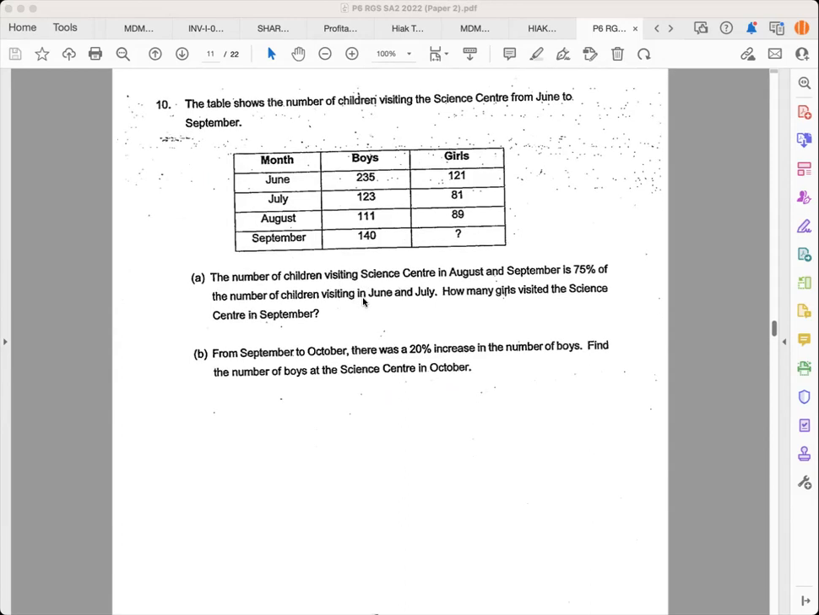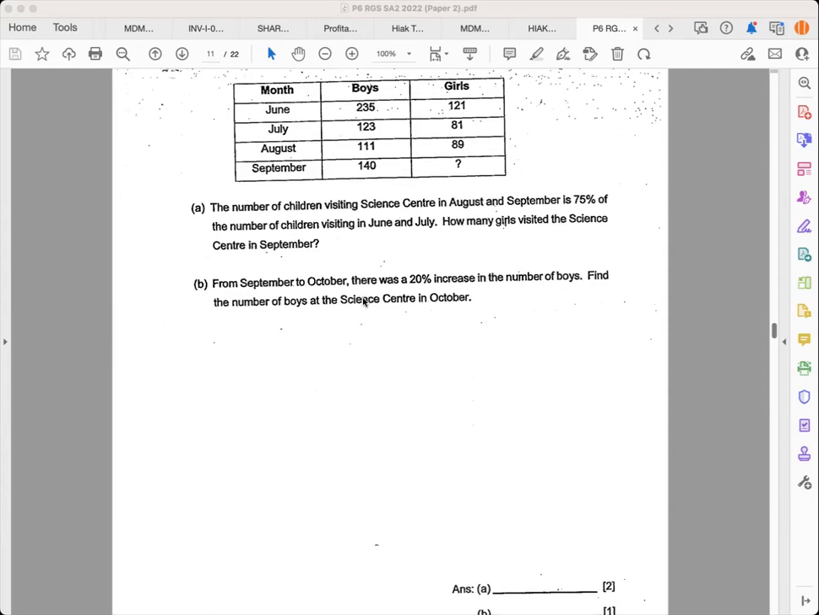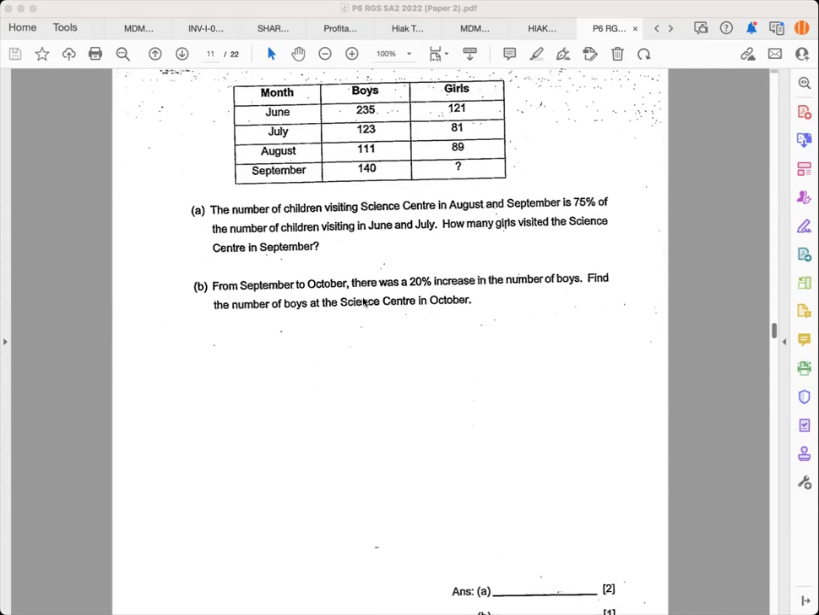The table shows the number of children visiting the Science Center from June to September. So I'm going to move this up a little bit now, June to September. The number of children visiting the Science Center in August and September is 75% of the number of children visiting in June and July. How many girls visited the Science Center in September?